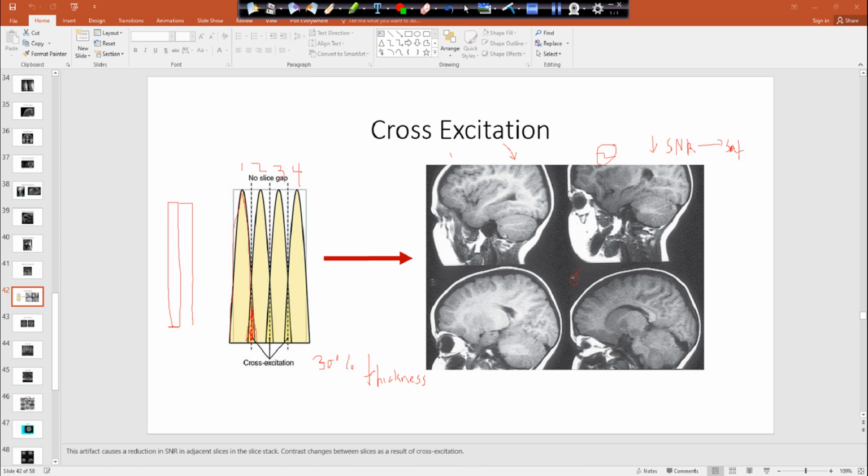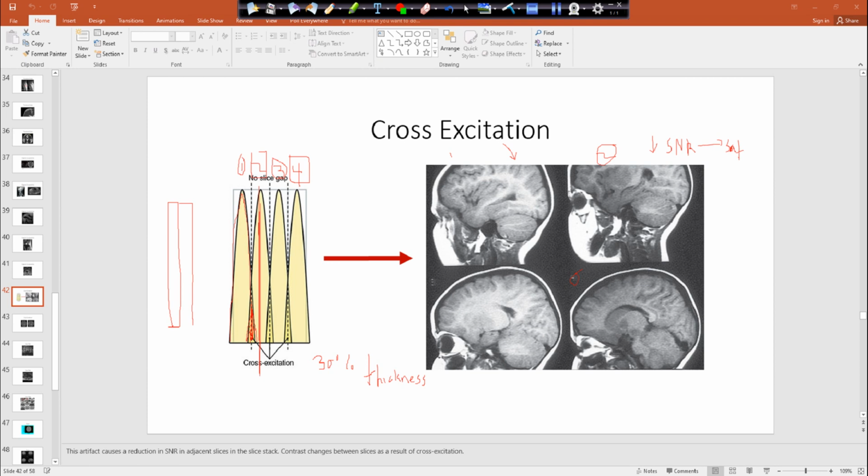Adding concatenation, or interleave. So remember, we could acquire slice 1, 3, and then go back and acquire slice 2 and 4. And then obviously you can see between 1 and 3, we have all this room here, so they're not going to overlap. So that's what interleaving is.